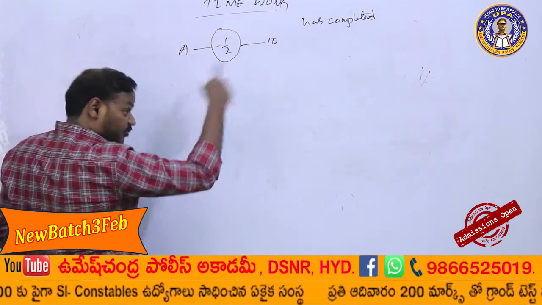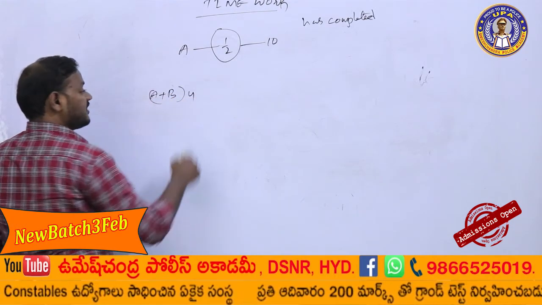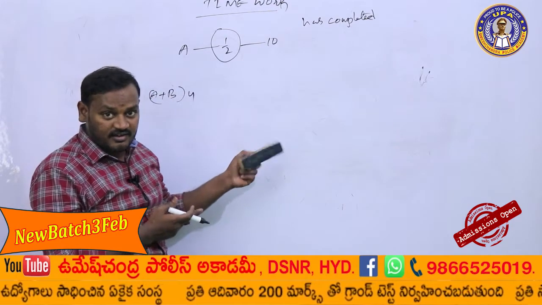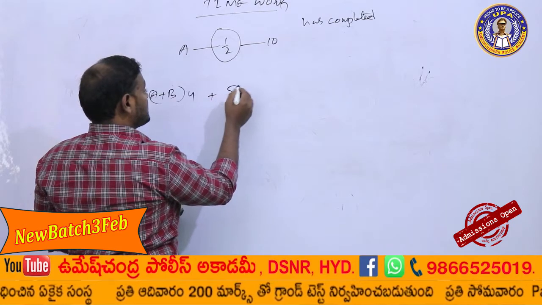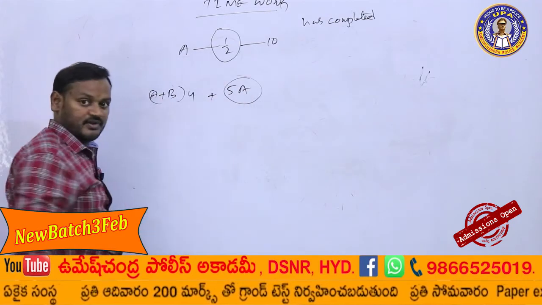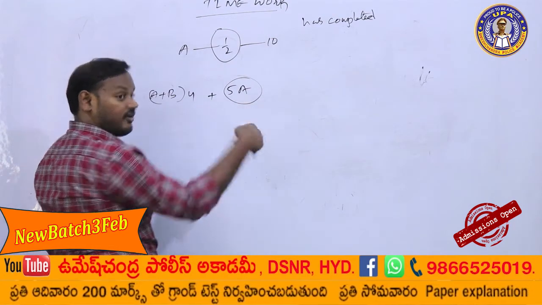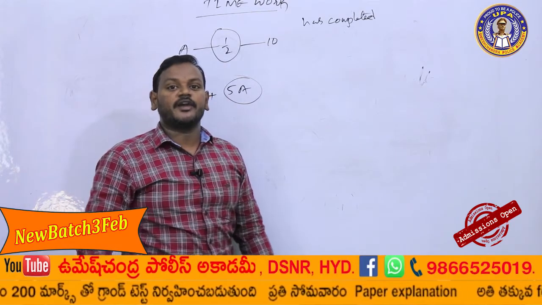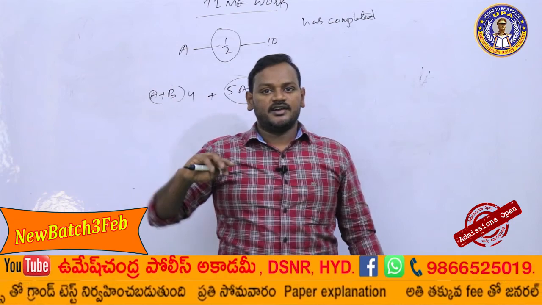To complete the remaining part of the work, A and B together work for 4 days. Actually, we don't have the B capacity here. A and B together work for 4 days, and again, A alone works for 5 days to complete the remaining part of the work. So what do you mean by remaining part of the work? Half work. Right? The question is, in how many days B alone can complete the total work? Very interesting and a different question.